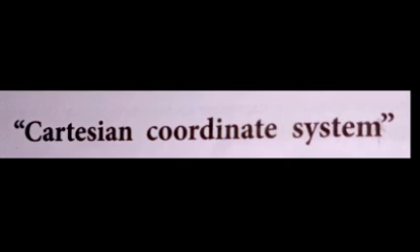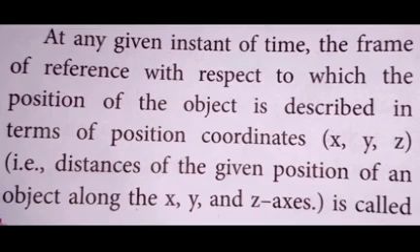Then next we are going to see the Cartesian coordinate system. What is the Cartesian coordinate system? At any instant of given time, the frame of reference with respect to which the position of the object is described in terms of position coordinates, that is x, y, z, which means the distance is measured. The position of the distance is represented on the x-axis or y-axis or z-axis. Then it is called the Cartesian coordinate system.